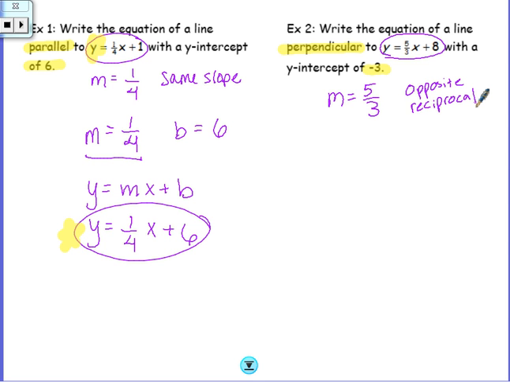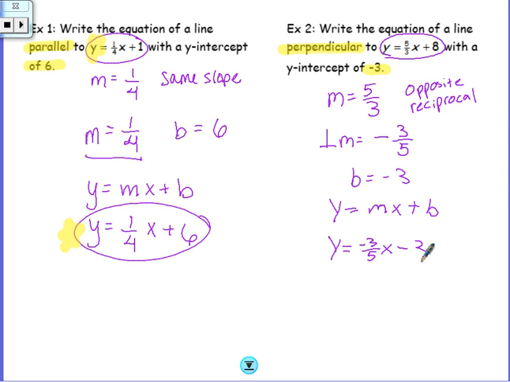So that means if my given slope was positive, my new slope has to be negative. And then I'm going to flip my numbers, so it needs to be 3/5. So then we have our new slope, and we know our y-intercept is -3. So we can go and plug this in to y equals mx plus b. So our new m is -3/5. And our y-intercept was -3. So this line is perpendicular to this line because our slopes are opposite reciprocal. And it doesn't really matter about our y-intercept. There we go. 2 problems down.